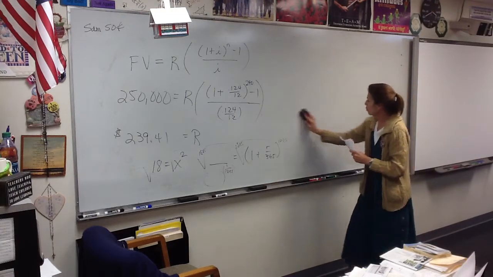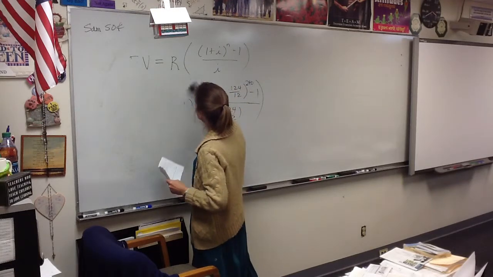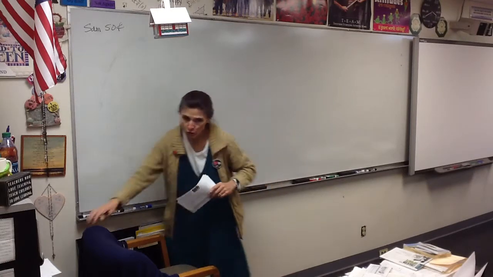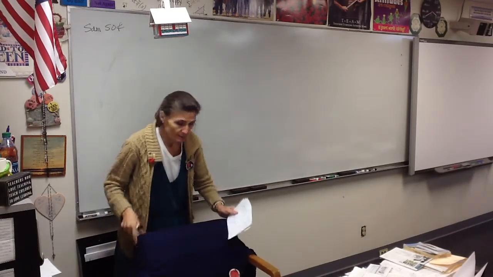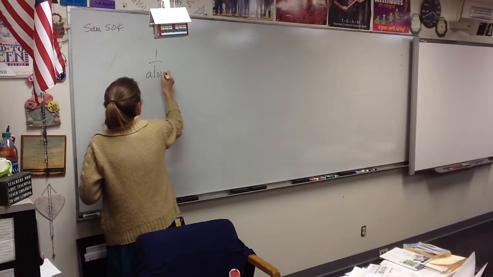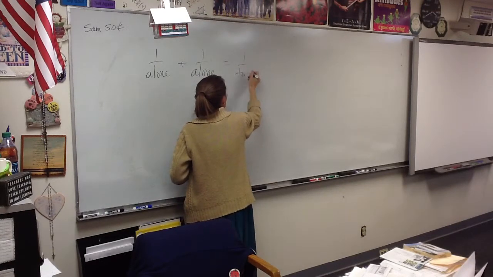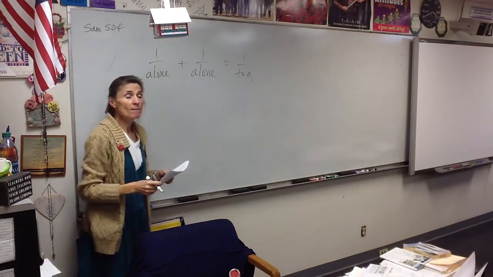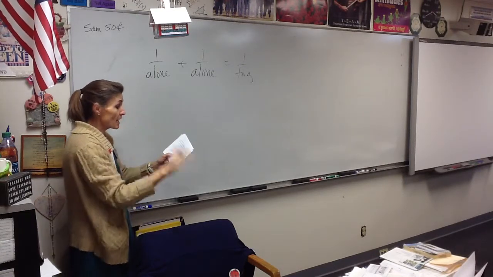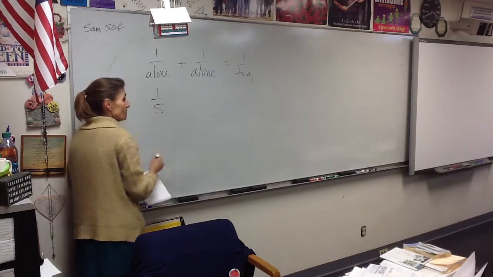is a work problem, a shared work problem. So my formula for problem number 2 is 1 over alone plus 1 over alone equals 1 over together. Right? Some of you had numbers in the wrong spots. It says James can paint the picture in 5 hours. 1 over 5. That's James.